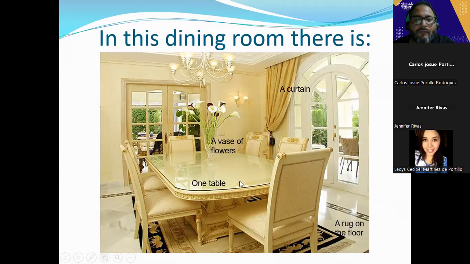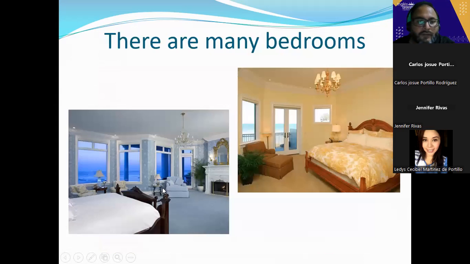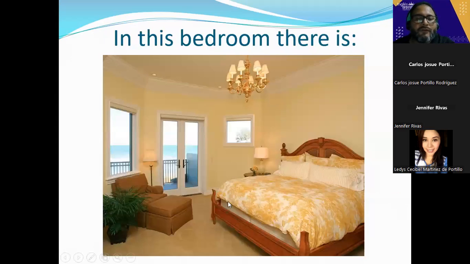Now, one table. There is one table. A rug on the floor. There are. It says a rug on the floor. There is, right? Now, what else do we have over here? Let me see. There are many bedrooms. There are, it's because you see many bedrooms that we have over here. There's one over here. There's another one over here. Maybe there are some others. There's another one over here.